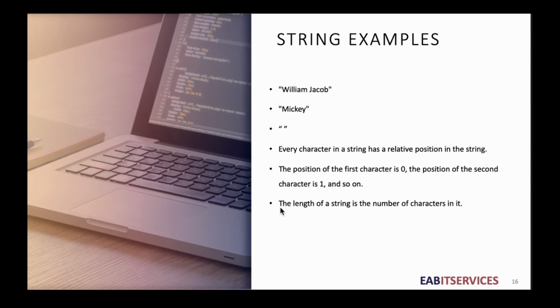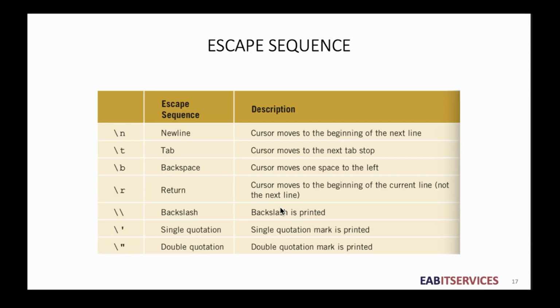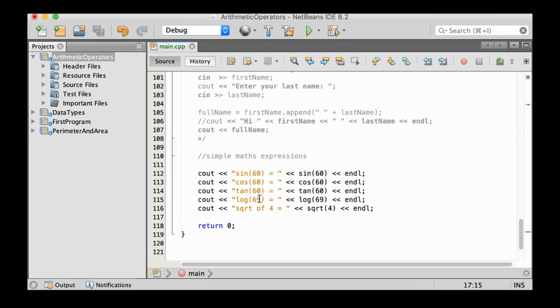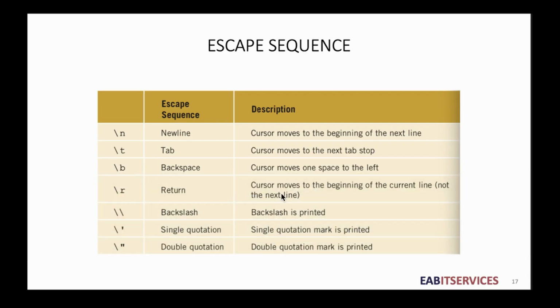Now, the last thing that I'll talk about is escape sequence. Remember that anytime you are using the string data type, any character that you type within your code will be printed. So how about, I want to be able to print new line. How do I do that?